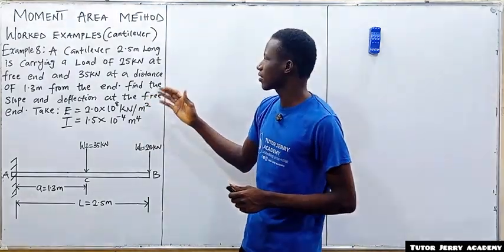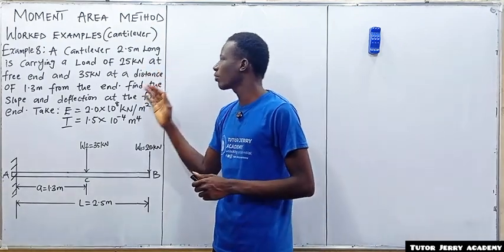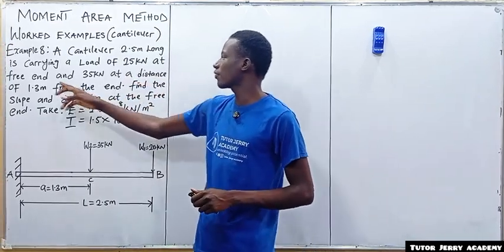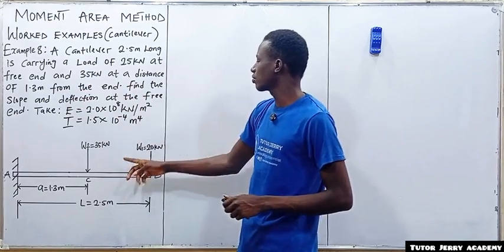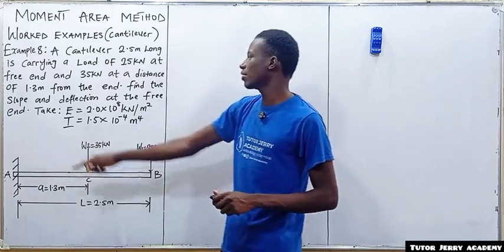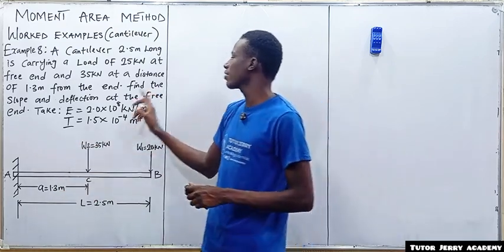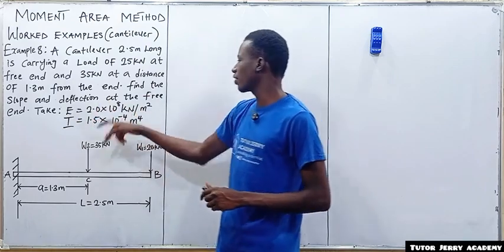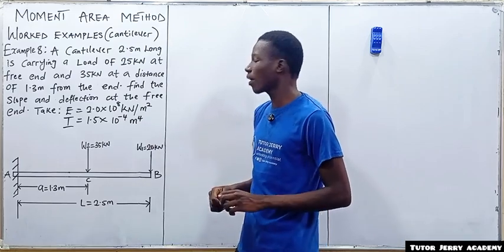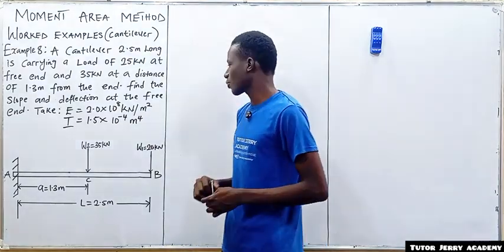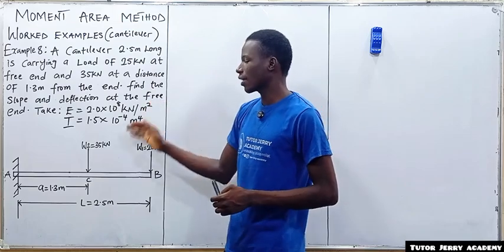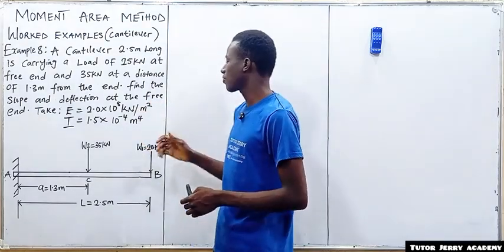The question on the board says a cantilever 2.5 meter long is carrying a load of 25 kilonewton at the free end, and 35 kilonewton at a distance of 1.3 meter from the end A. Find the slope and deflection at the free end. Take E to be equal to 2.0 times 10 to the power of 8 kilonewton per meter square, and I, which is the moment of inertia, to be equal to 1.5 times 10 to the power of minus 4 meter to the power of 4.